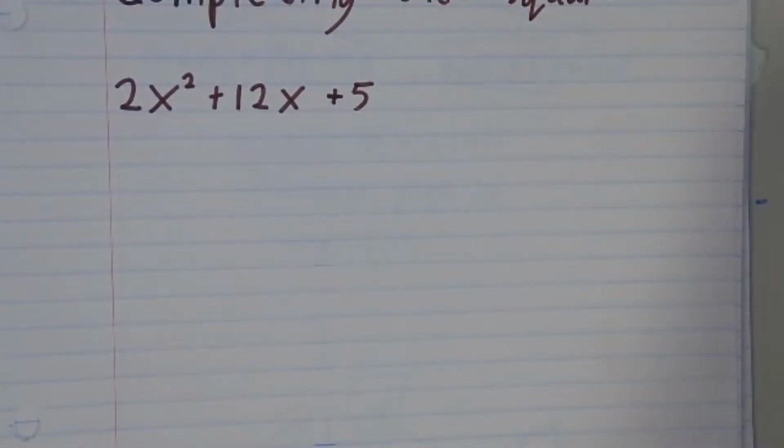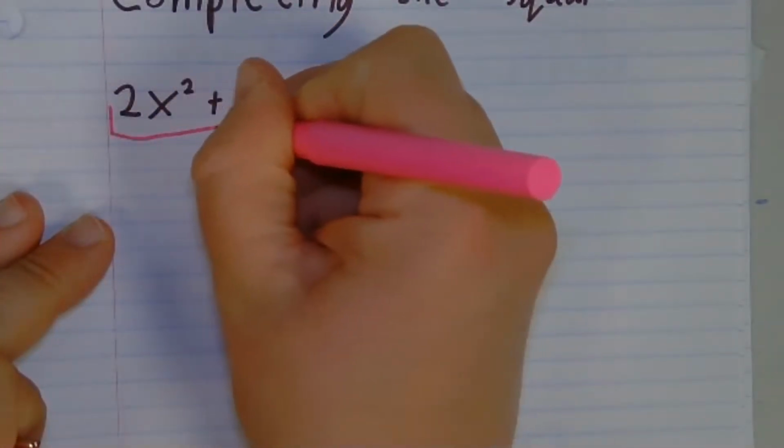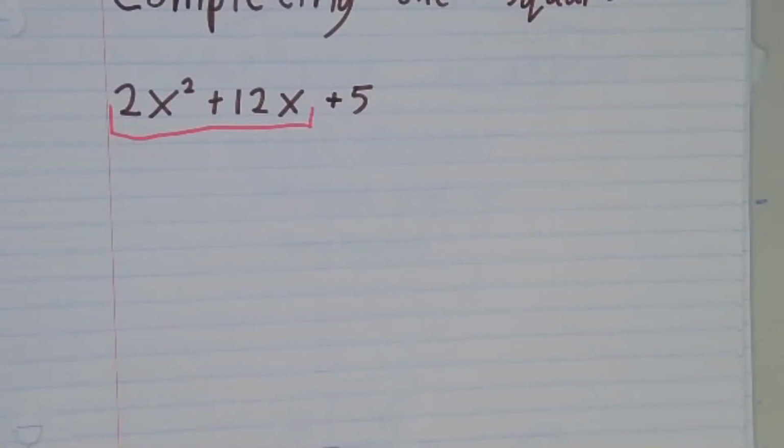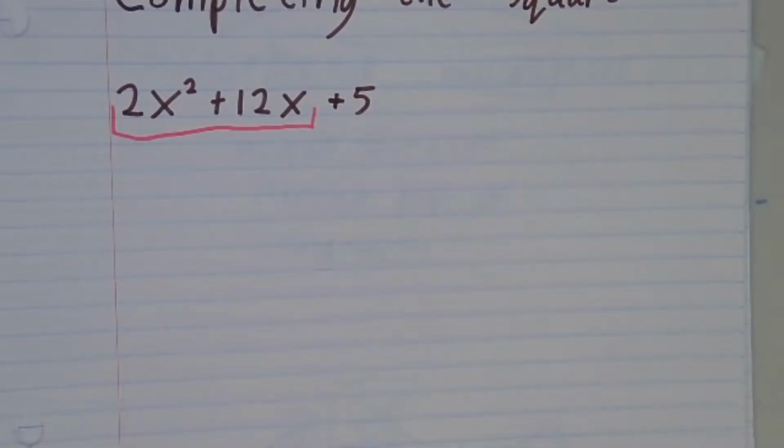So what I'm going to do is I'm going to factor a 2 out of each of these terms. I'm ignoring the constant because we're going to deal with that at the end anyway. We're already going to be messing around with our constants.